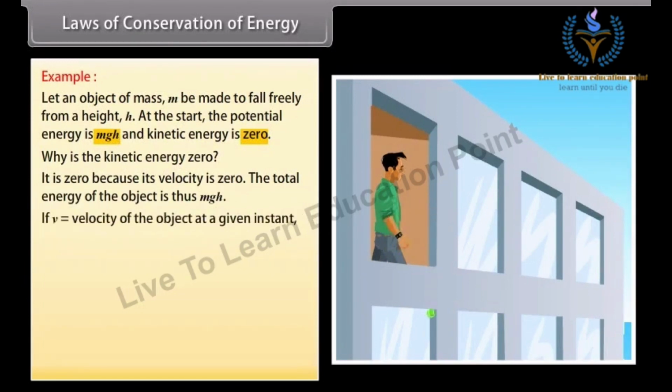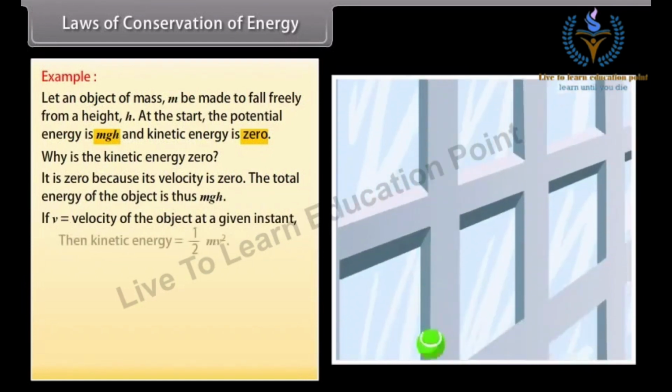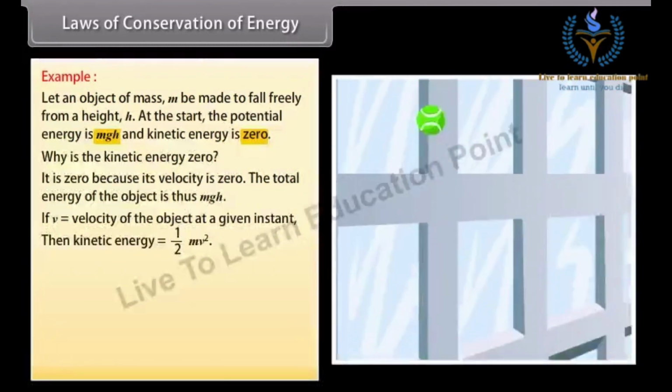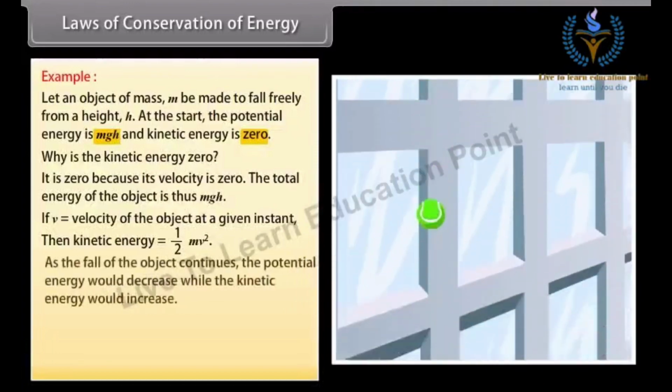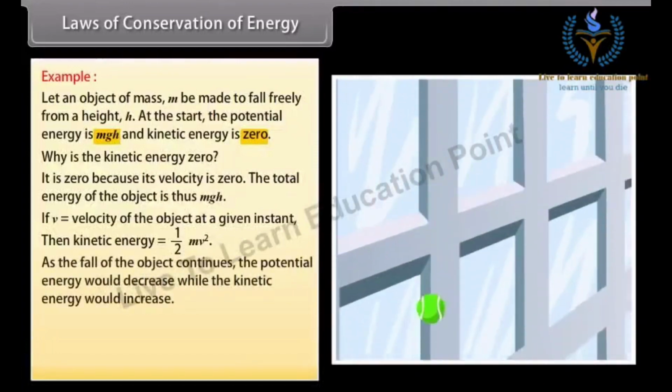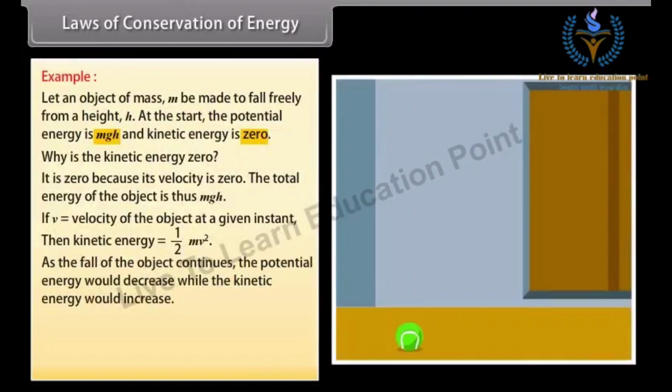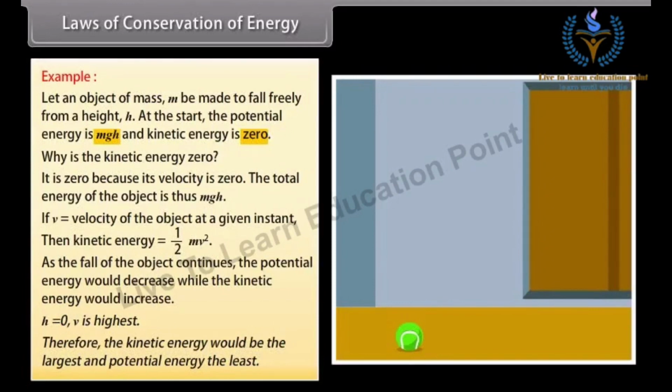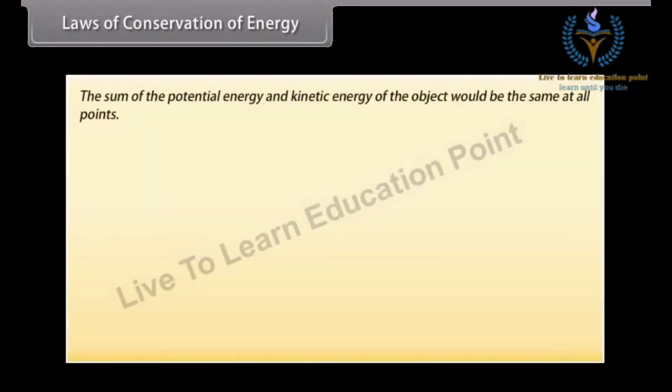If v is the velocity of the object at a given instant, the kinetic energy would be 1/2 mv². As the fall of the object continues, the potential energy would decrease while the kinetic energy would increase. When the object is about to reach the ground, h is equal to 0 and v will be the highest. Therefore, the kinetic energy would be the largest and potential energy the least. However, the sum of the potential energy and kinetic energy of the object would be the same at all points.